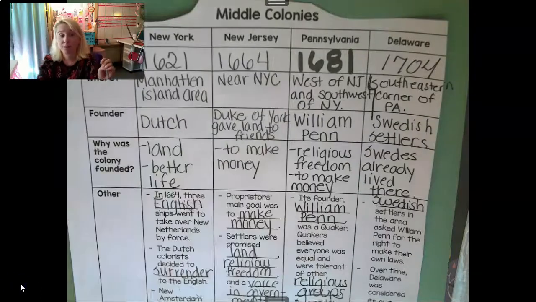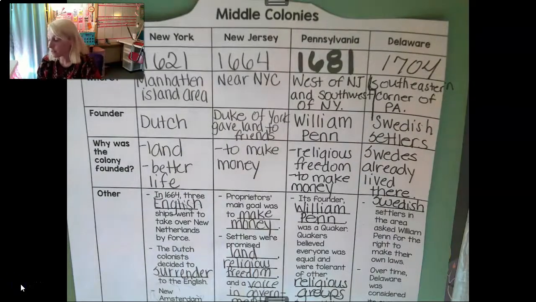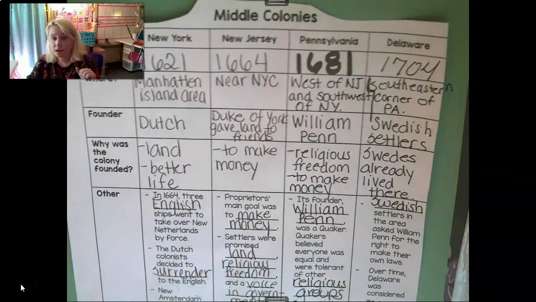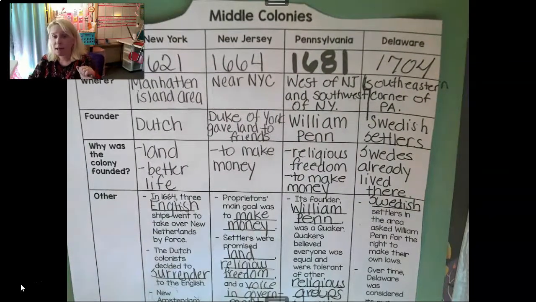All right, so that wraps us up for the middle colonies. Make sure, of course, your name is on it, that you have both the map fully colored in and this side fully completed, and put it in the basket. And the prize for both New England colonies and middle colonies will be given this week.